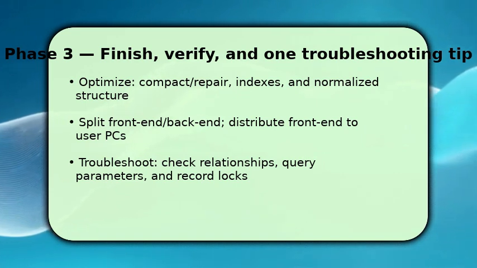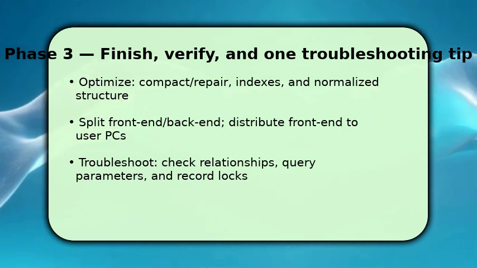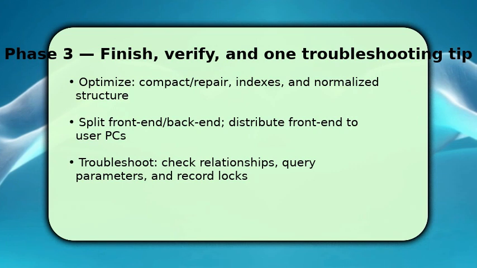When things go wrong, check relationships and referential rules first, then review query parameters, form record sources, and record locks. These are the common culprits that break data entry or reporting.